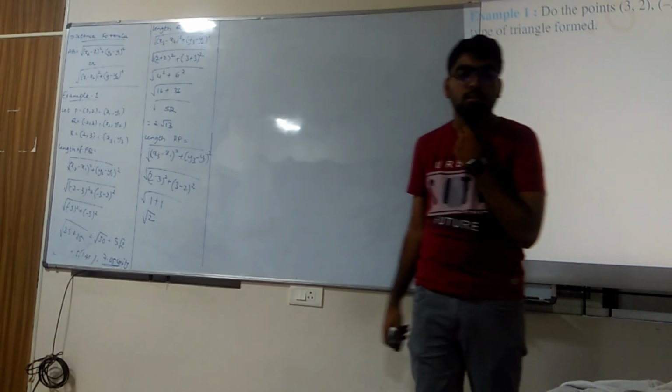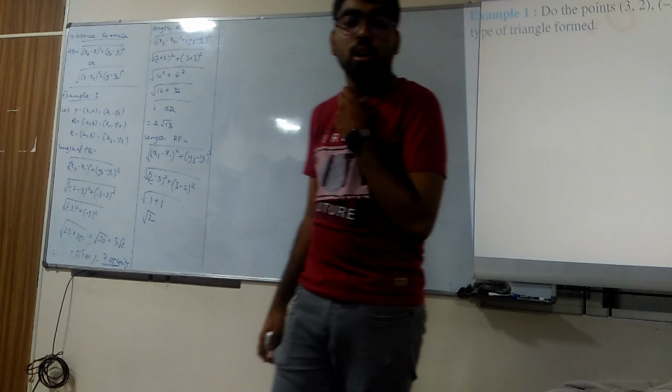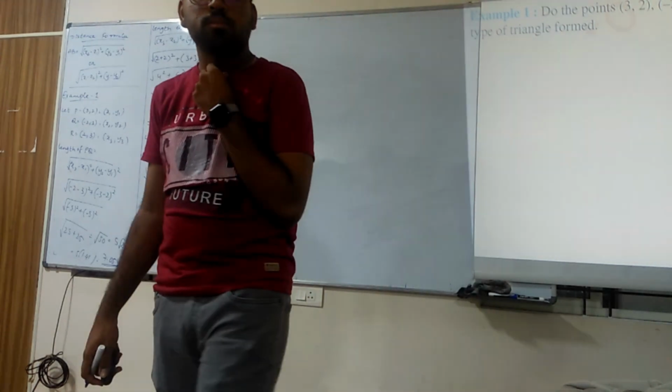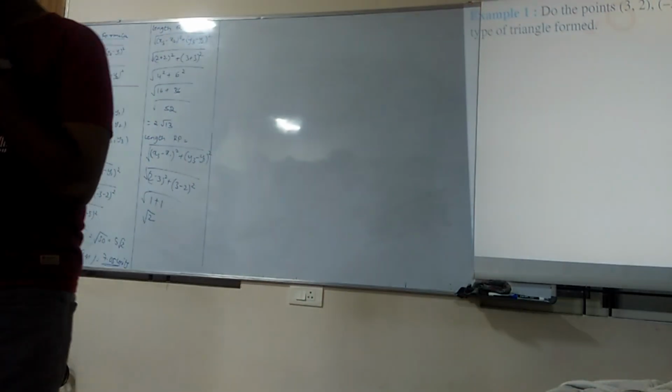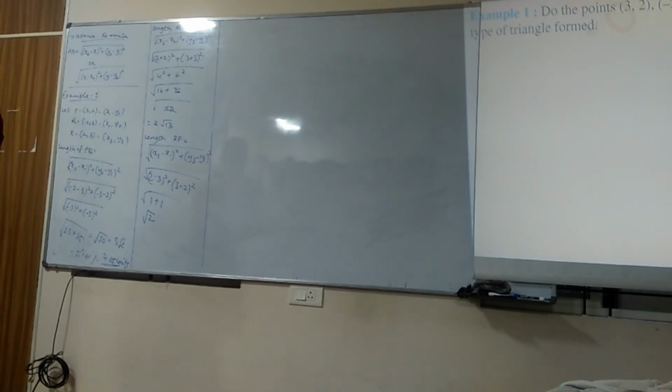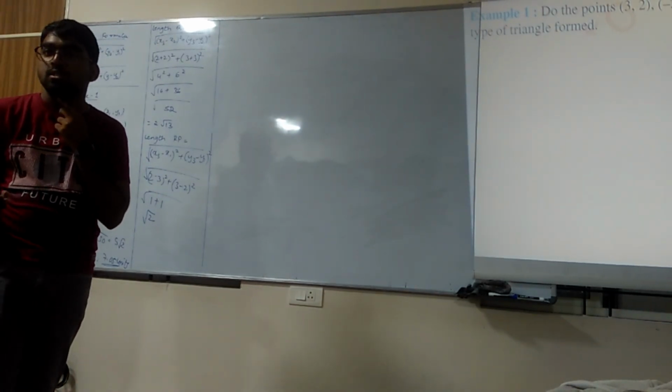What does it mean? It is the vertices of a triangle. They are the vertices of a triangle. That is how you prove the vertices.